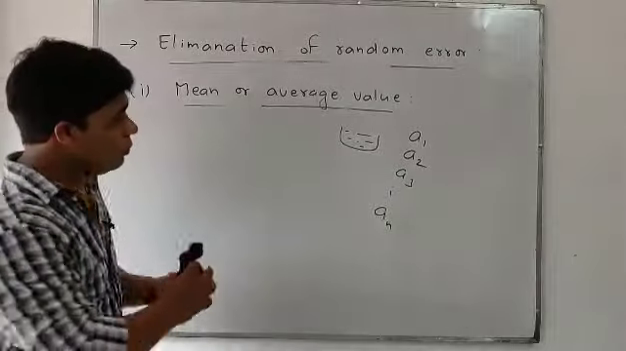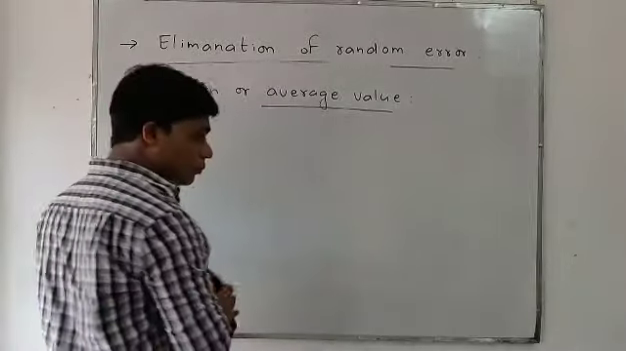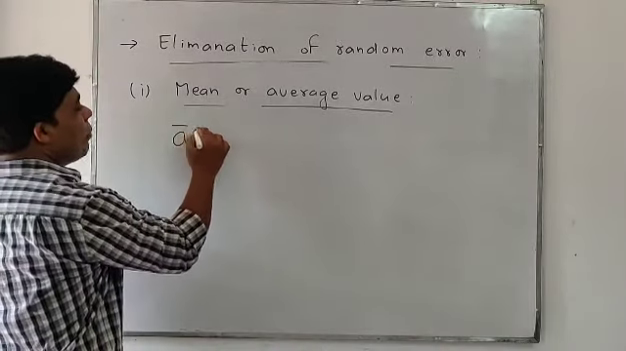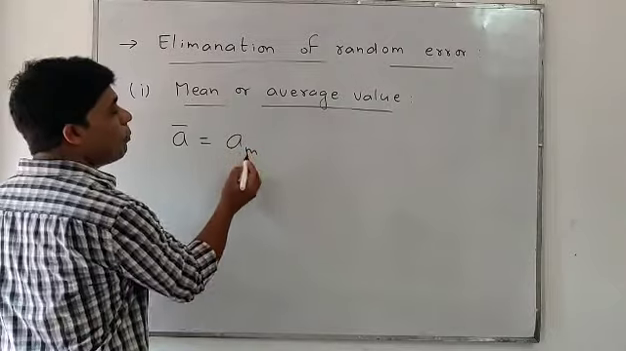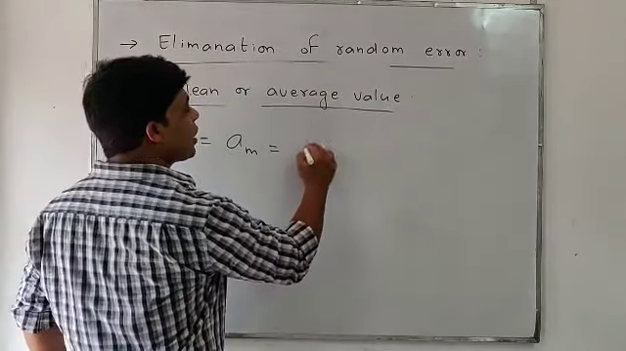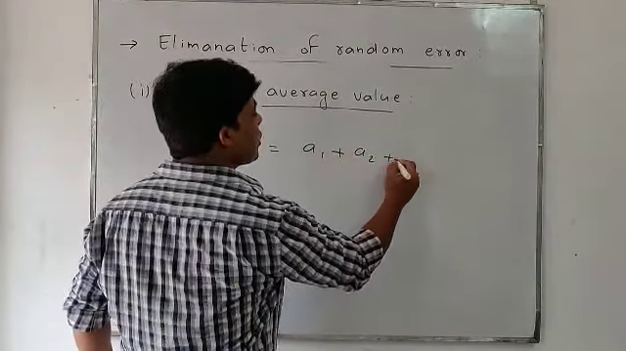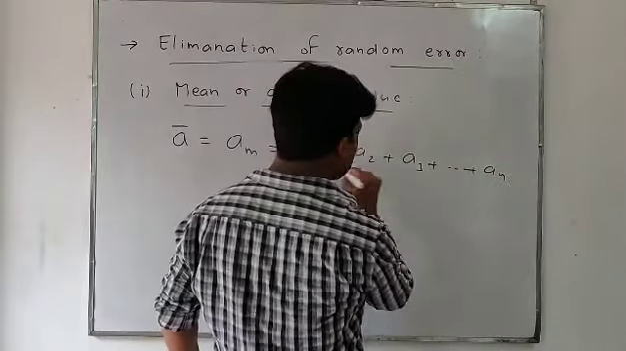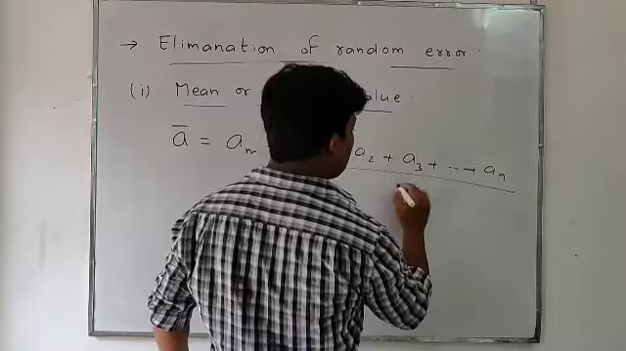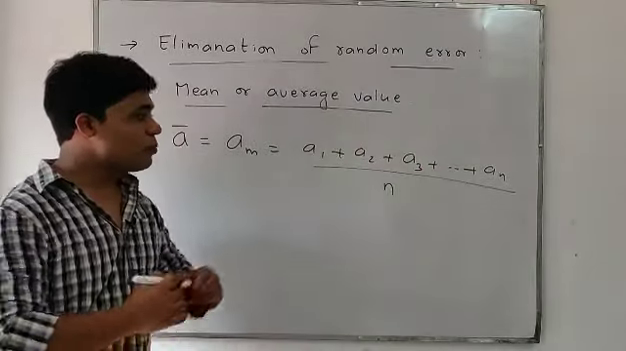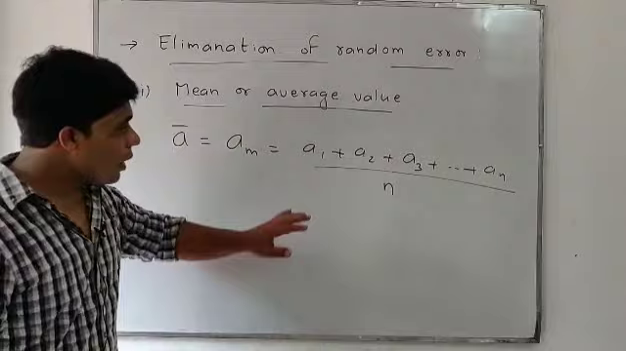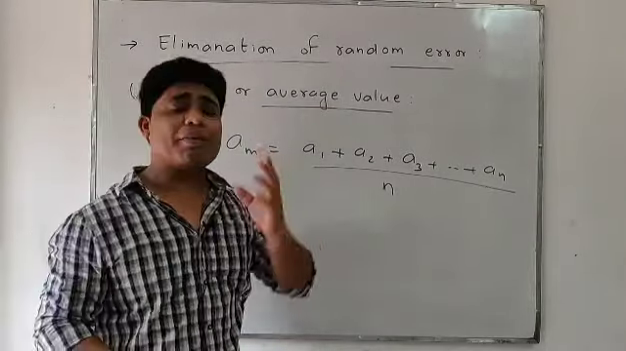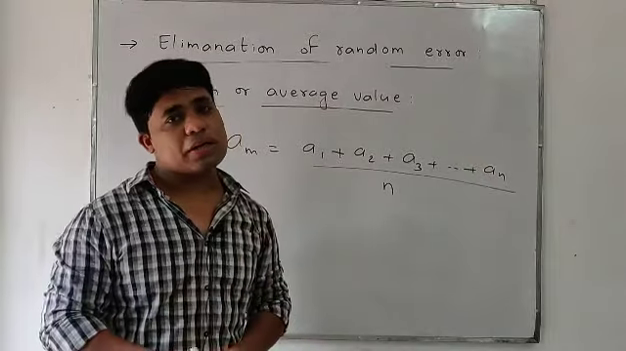Okay, students. A1, A2, A3, An are the measurements in the experiment. So A bar, or Am, the mean or average value, is taken as A1 plus A2 plus A3 till An, divided by n. That is called average: sum of objects divided by number of objects. By using this mean or average value, we can minimize the random error.